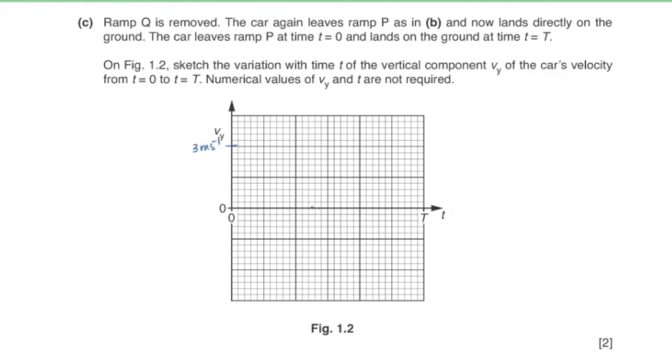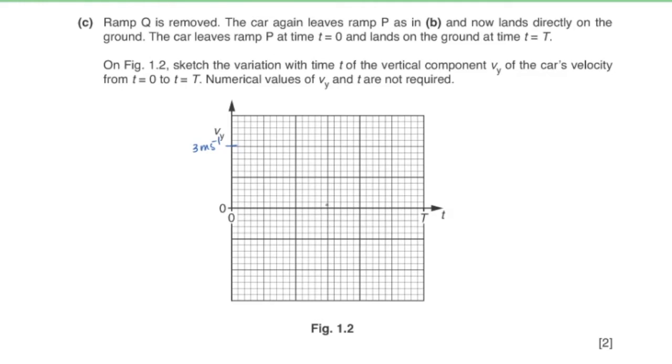And the time interval for this change in velocity was 0.306 seconds, meaning the time interval for the car to leave ramp P and reach its maximum height was 0.306 seconds. And since it's moving against gravity, its acceleration is going to be negative and constant due to insignificant air resistance. So we'll have a straight line from maximum velocity at t equals 0, which is 3 meters per second, until v gets to 0 at time t equals 0.306 seconds.